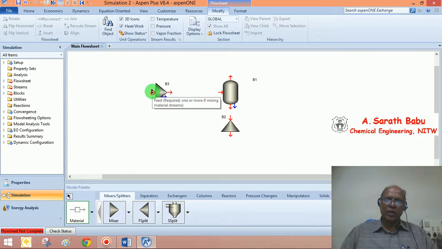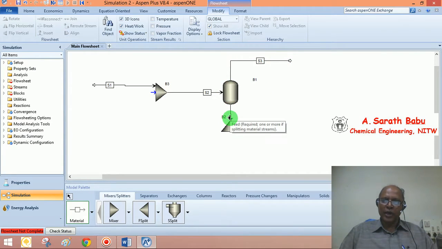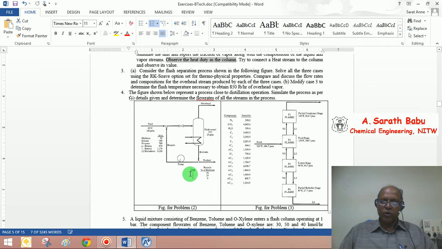Now, let us say this is the fresh feed that is going to enter the flash column. The combined feed is going to enter the flash column. The vapor product is going independently. The liquid product is sent into a splitter, and part of this is taken as a product. The remaining part is going back in the form of a recycle. As per the problem statement, you are required to simulate this problem for different cases.